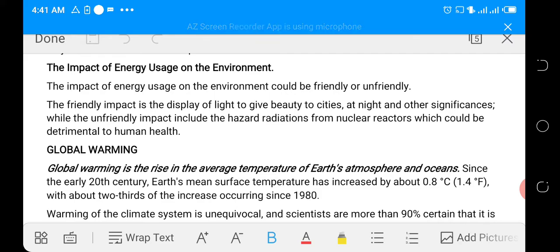The impact of energy usage on the environment. The impact of energy usage on the environment could be friendly or unfriendly. The friendly impact is the display of light to give beauty to cities at night and other significances. The unfriendly impacts include the hazard radiation from nuclear reactors, which could be detrimental to human health.